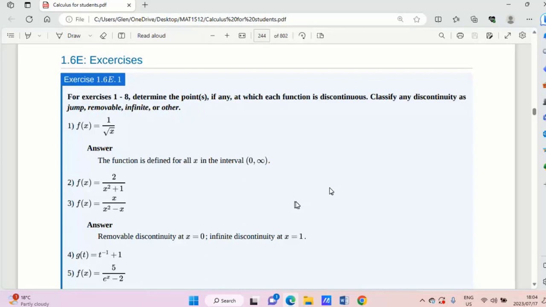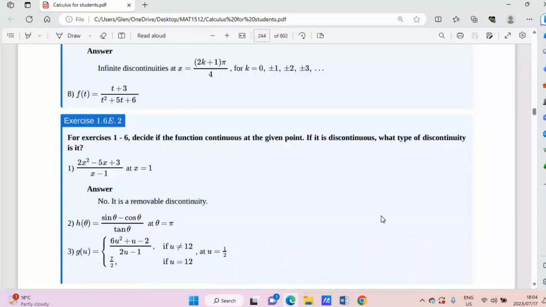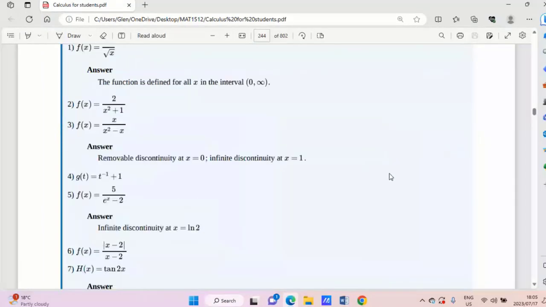Where are we continuing from? We are continuing from here. Number 5. Those are the only questions that I requested you to look at. If there are others, you can do them during your spare time.